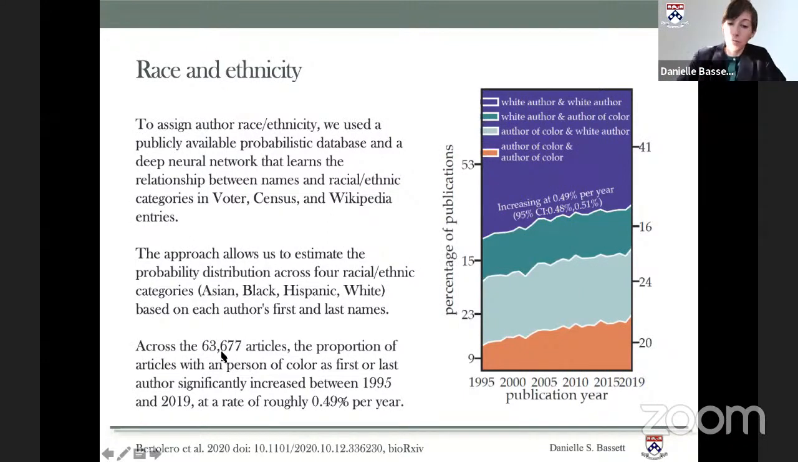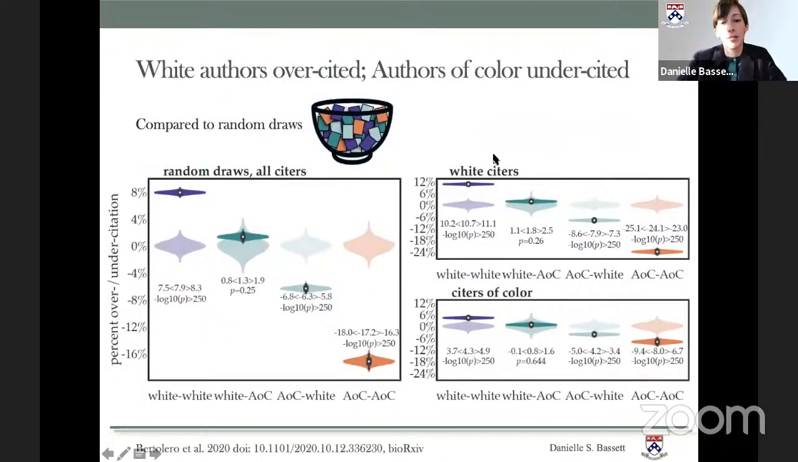We now have more data because more time has elapsed, so we have 63,677 articles. The proportion of articles with a person of color as first or last author significantly increased between 1995 and 2019 at a rate of roughly 0.49 percentage points per year. So that's a good note on increasing diversity of authors. Now let's address the same hypotheses that we had for gender, but now in terms of race and ethnicity.